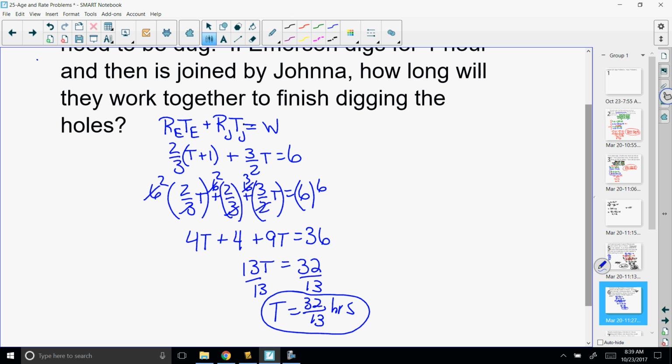32/13 hours? Between what? 2 and 3, closer to? So right around 2.5 hours. Very close to it. So very close, probably around 25 minutes, something like that.